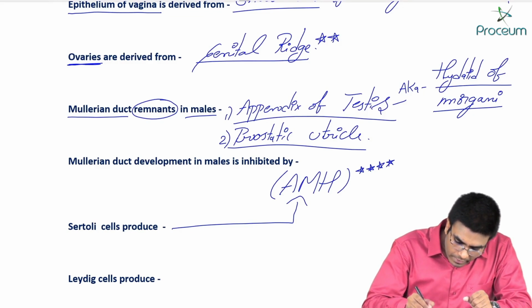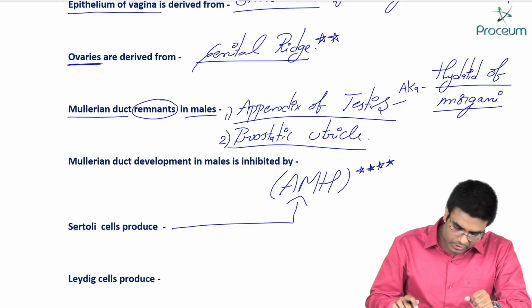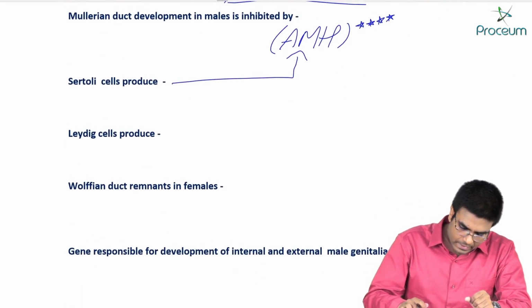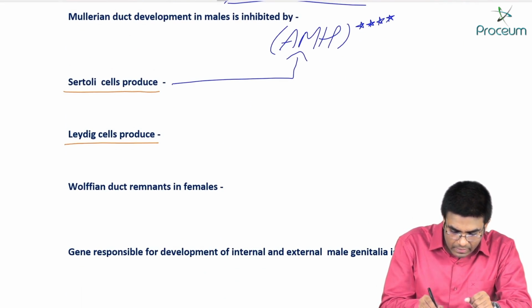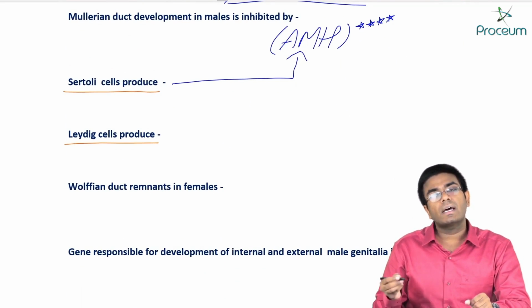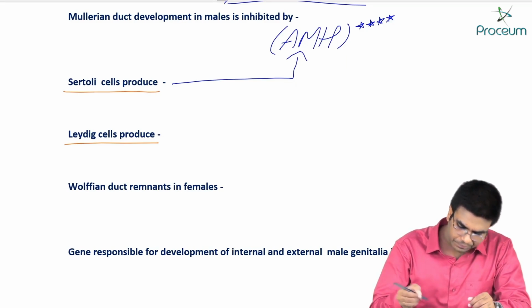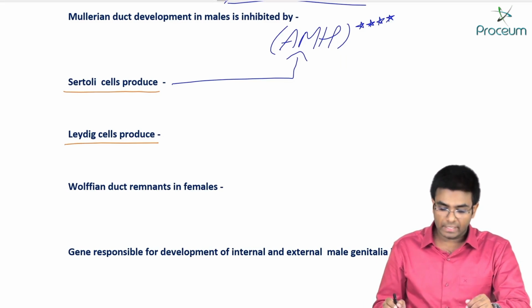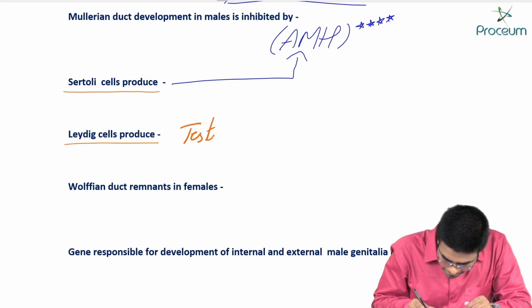Now, let's talk about the Leydig cells. Guys, the testis has two different types of cells mainly. One is Sertoli cells and the other is Leydig cells. Sertoli cells, we know, produce anti-Mullerian hormone. Leydig cells produce testosterone.